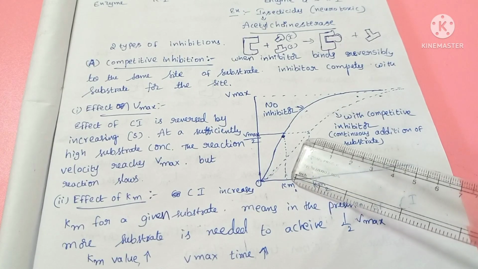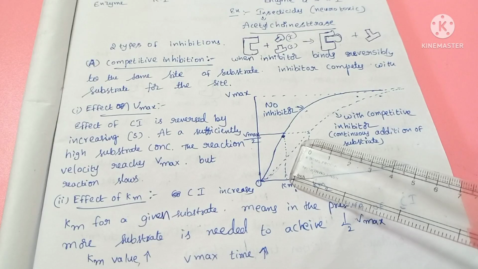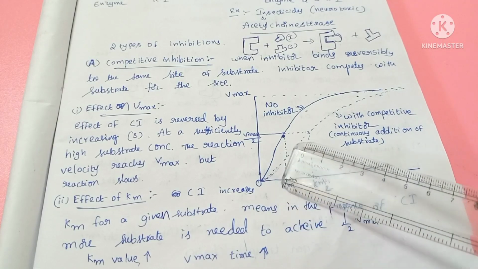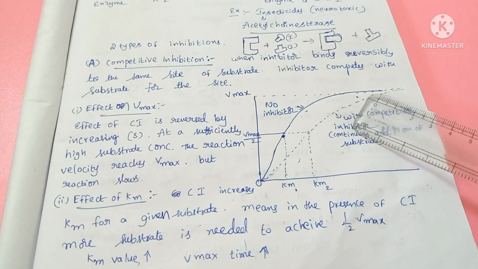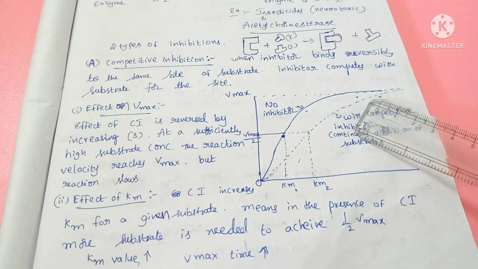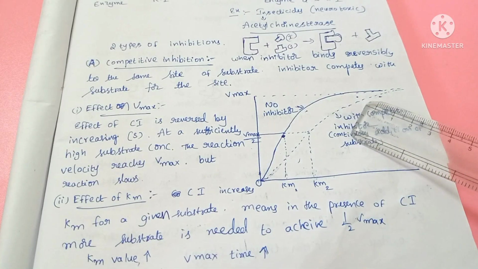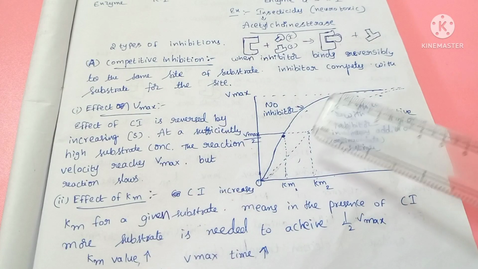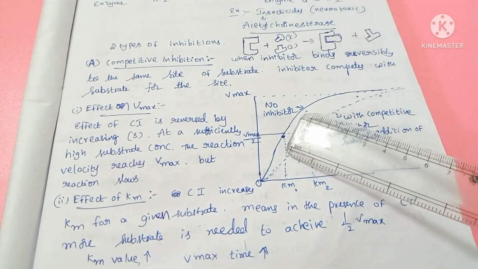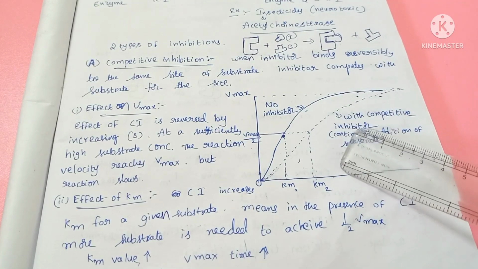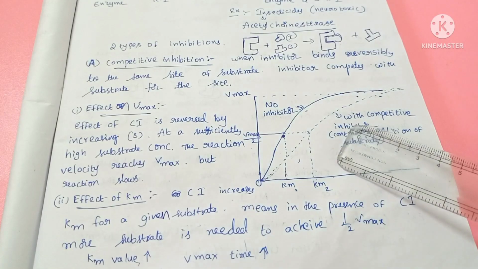So in that condition, at sufficiently high substrate concentration, the reaction velocity reaches the Vmax, but the reaction is slow. The reaction will be slowed down, and compared to the reaction without inhibitor, the reaction with inhibitor is a very slow reaction.